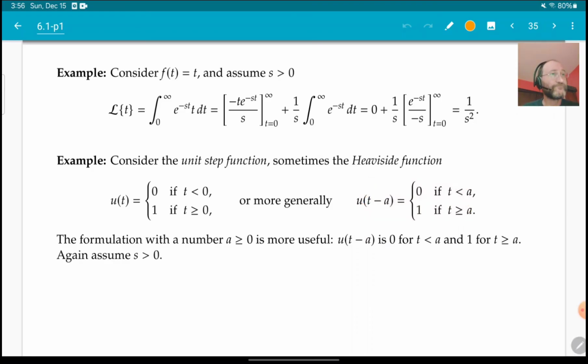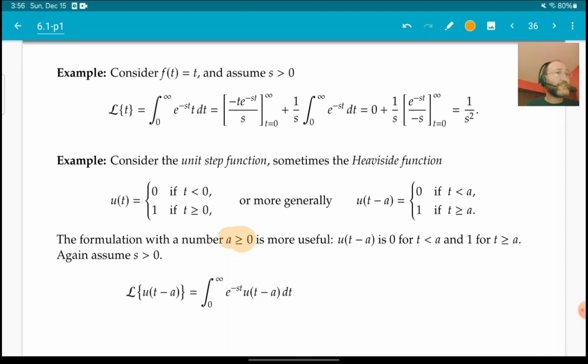All right. So assume again that s is positive, and let's suppose that a is bigger than or equal to zero. The Heaviside function could be useful for a less than zero, but as far as Laplace is concerned, we don't care about what happens for negative t. So we really only care for t bigger than or equal to zero, and so shifting it leftwards wouldn't really be useful.